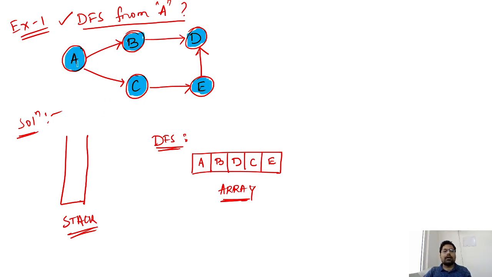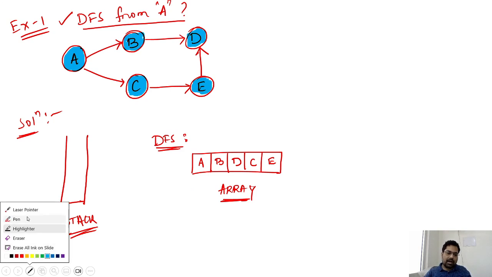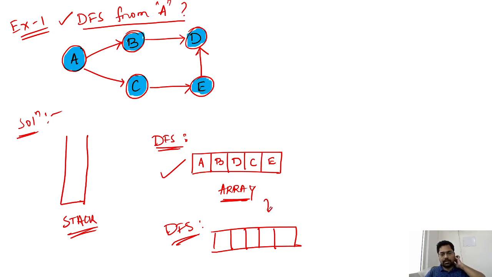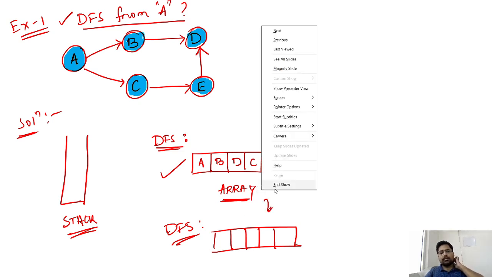We can say in a single direction we are moving from one end to another, through which we can reach our destination. This is one possible DFS. Another possible DFS is, I'm just writing it, A, B, C, D and E. Here, 5 indices I kept, which is an array again. You can say this is an array. Clear?